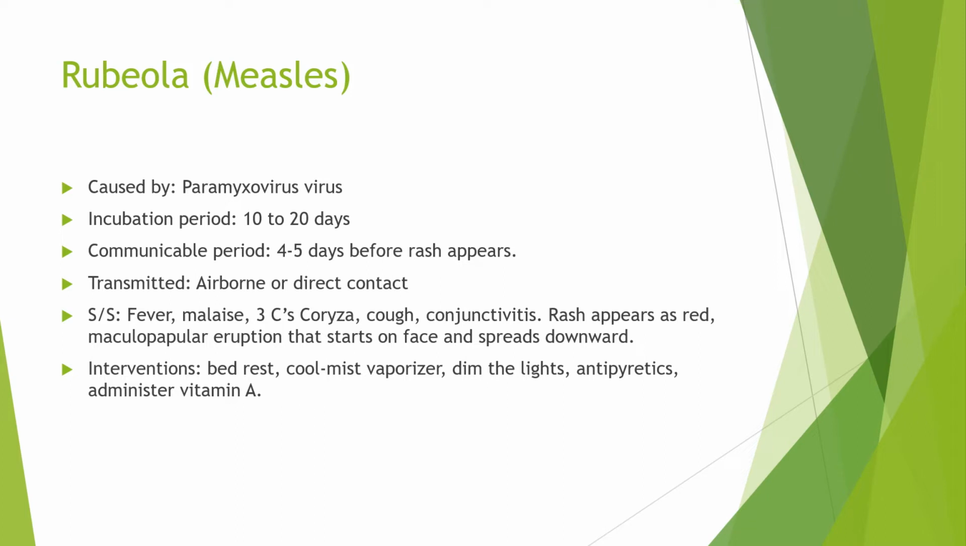Signs and symptoms: fever, malaise, the 3 C's: coryza, cough, and conjunctivitis. Coryza, that's basically a fancy word for swollen mucous membrane, so otherwise known as a runny nose, cough, and conjunctivitis. They just wanted it to be, I guess, a cute little way to remember. It was 3 C's. A rash starts out on your face and it spreads downward.